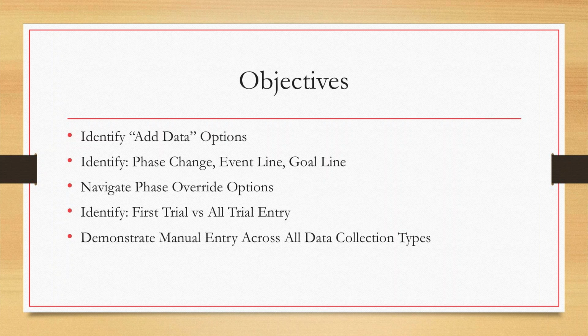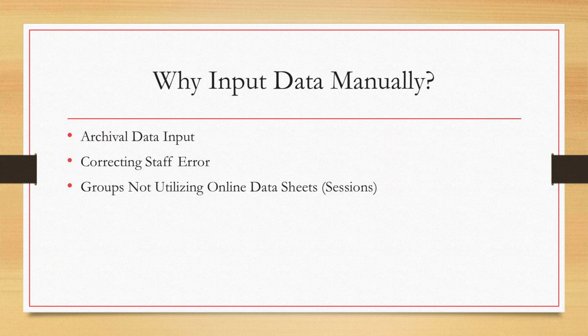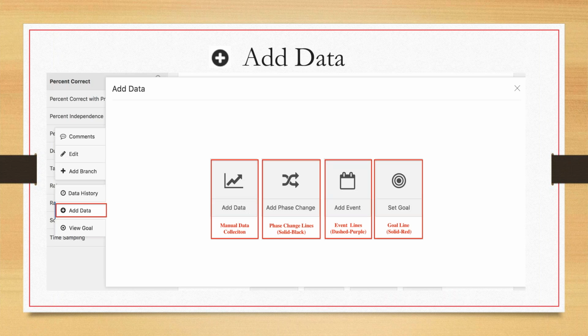So, a quick run through of these objectives again: we're going to go through how to add data, how to identify the phase change, event lines and goal lines, how to go through the phase change overrides, define the distinction between first trial and all data, and demonstrate manual entry across all of the data collection types. Like we were going through, the why of inputting data manually is for archival data, to correct staff error, and for groups not utilizing online data sheets.